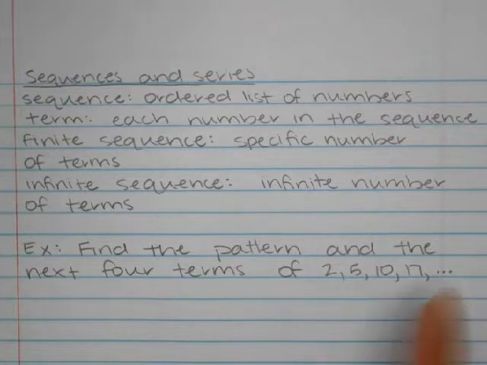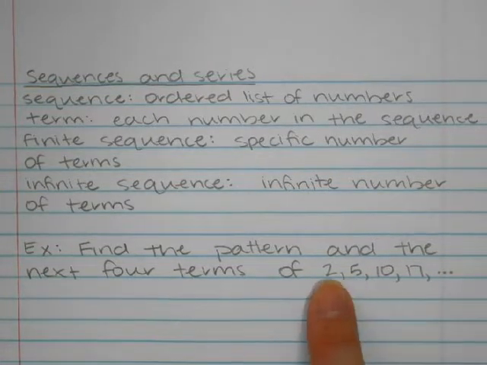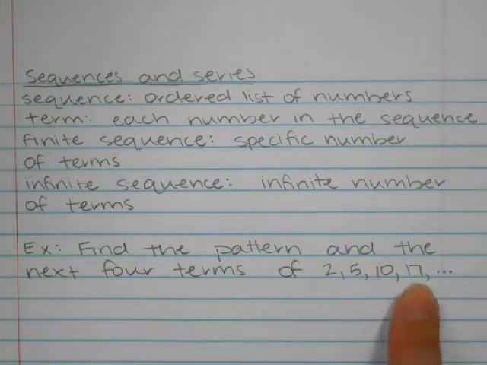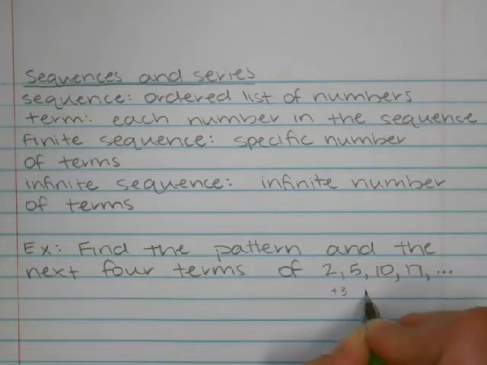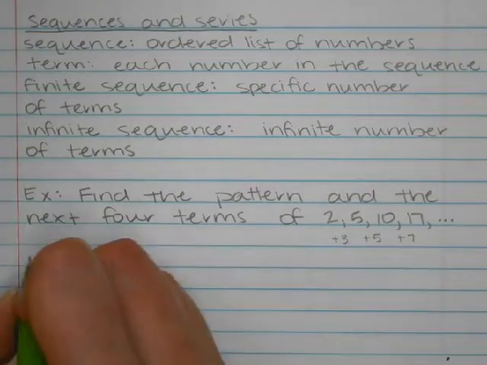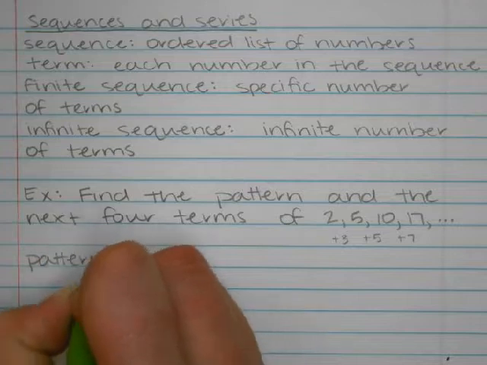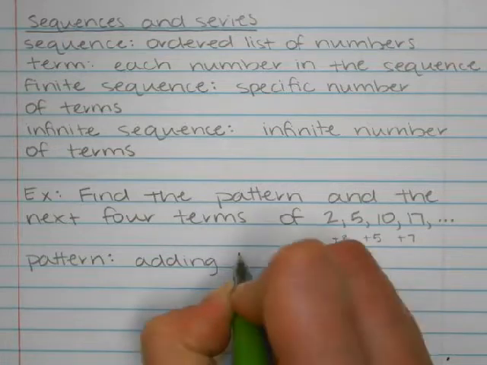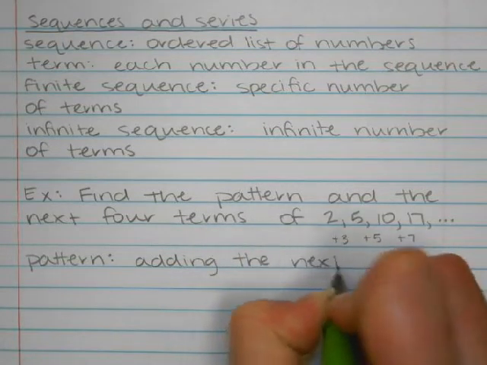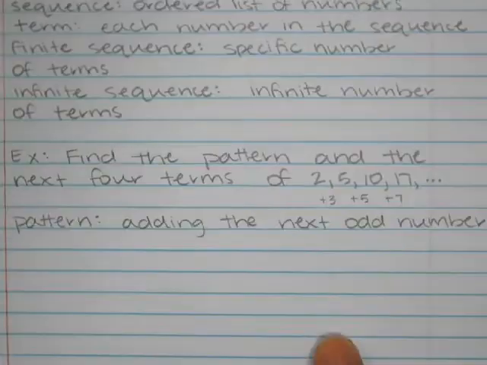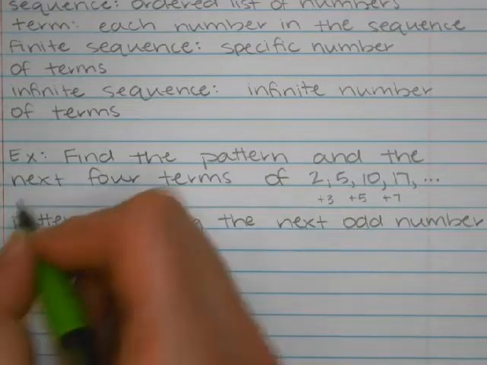So the pattern here, if you look from 2 to 5, you go up 3. From 5 to 10, you go up 5. From 10 to 17, you go up 7. So we went up 3, then we went up 5, then we went up 7. So that means that the pattern here is that we are adding the next odd number.